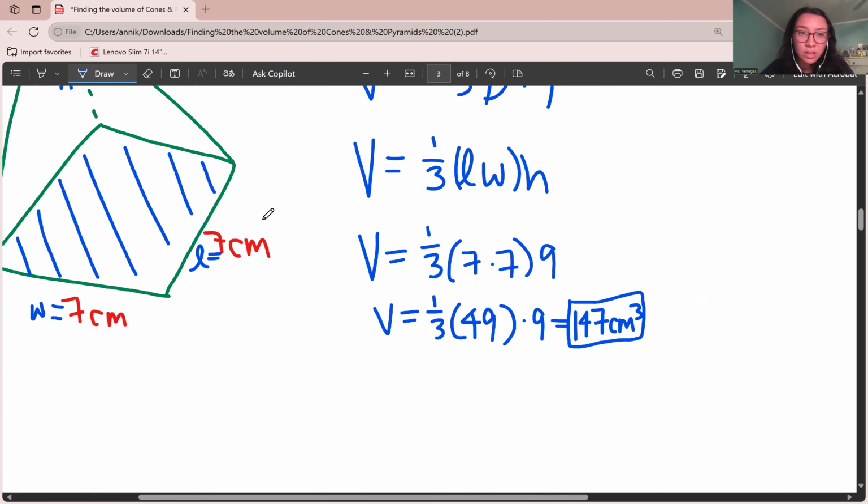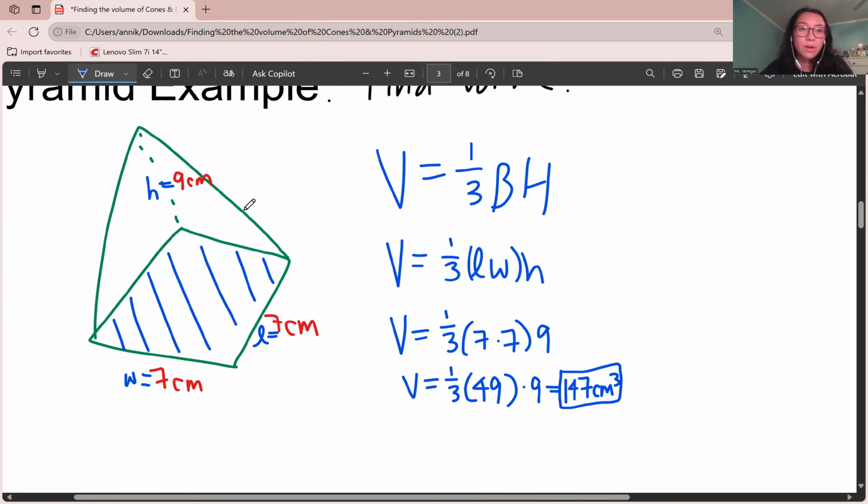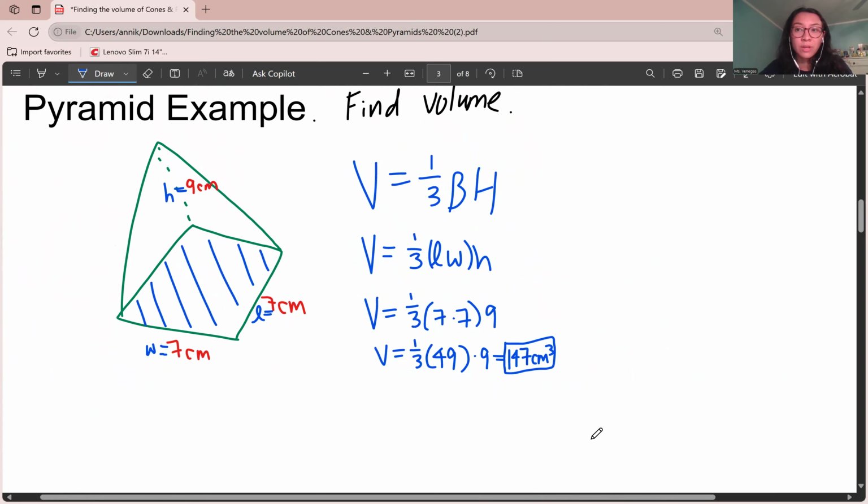So that's how much space it's kind of taking up in the world, this pyramid. That's one way you can think about it.